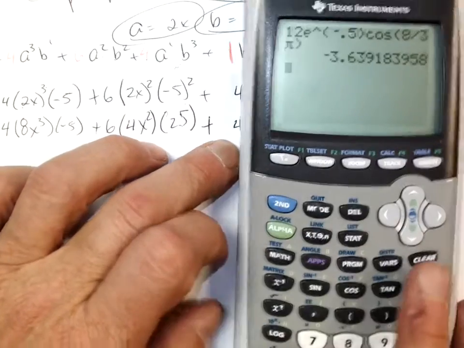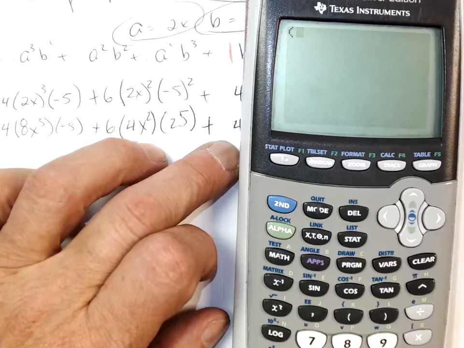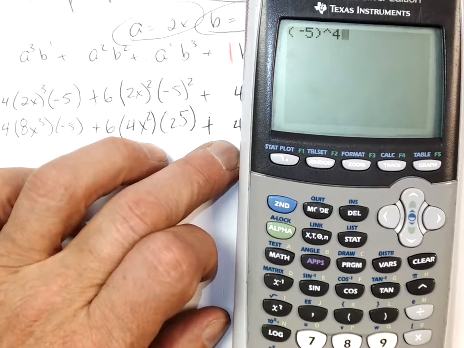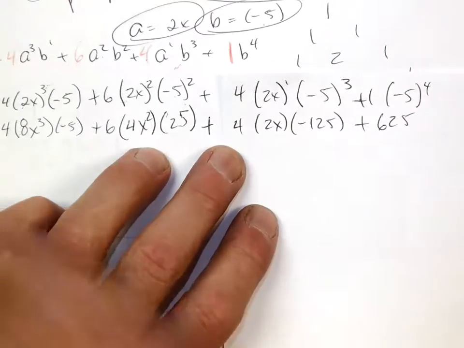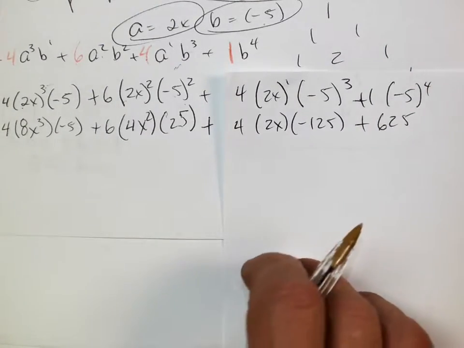Gosh, Mr. Davis, I'm glad you're smart, but I can't do that. Well, so negative 5 to the 4th power. There it is, right? You can always use your calculator. Now, we're getting there. Okay, this term's done. It really is.